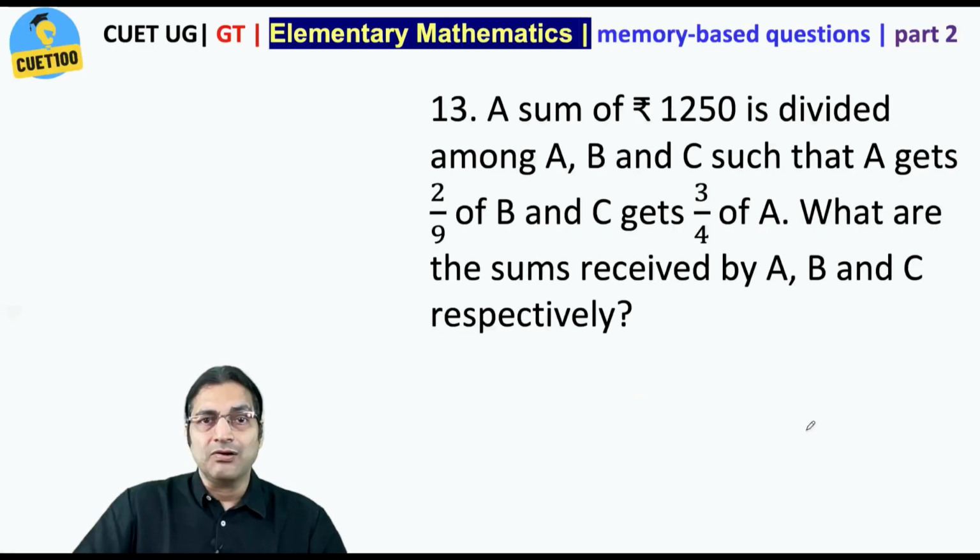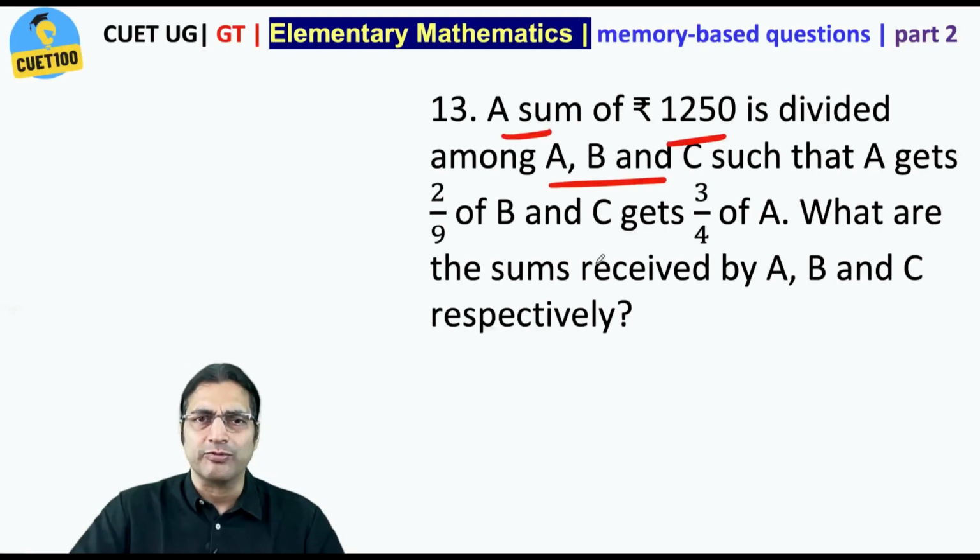Alright. A sum of 1250 is divided among A, B and C such that A gets 2 by 9 of B, C gets 3 by 4 of A. What are the sums received by A, B and C respectively? In the examination, you could do it by just looking at the options. Trust me. But alright, let's solve it otherwise also.